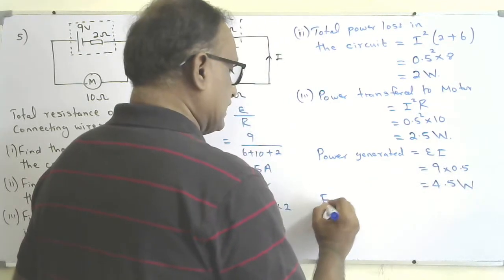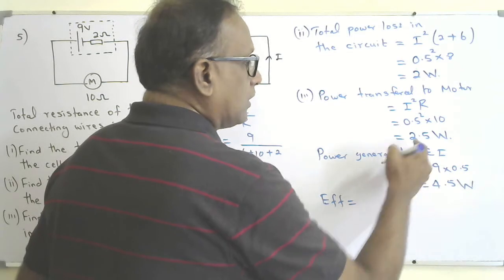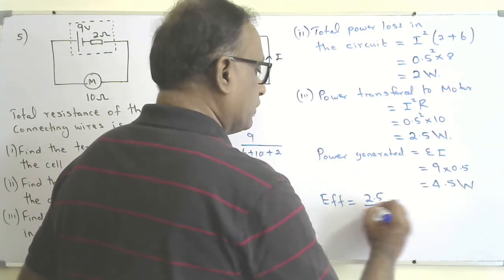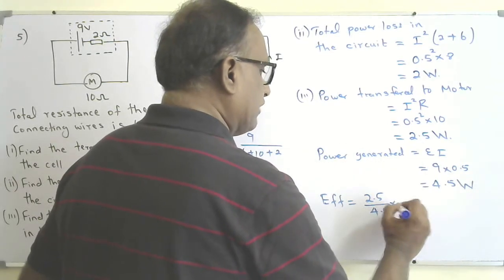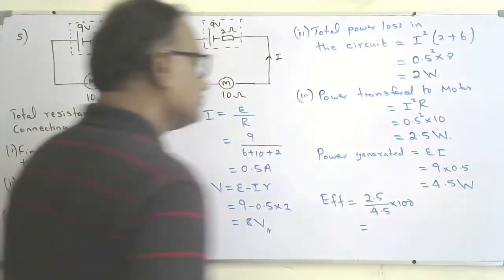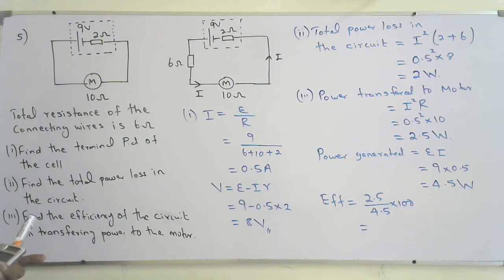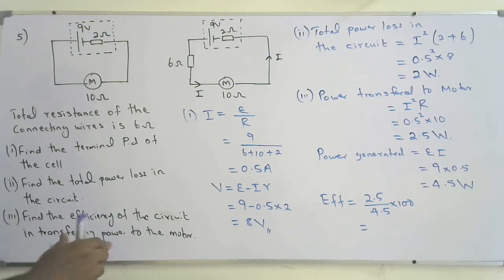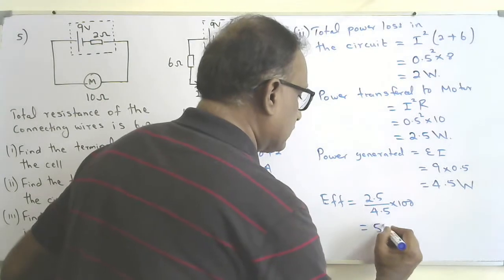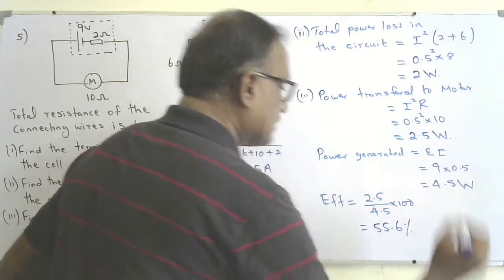So efficiency is 2.5 over 4.5 times 100%, which is 55.6%.